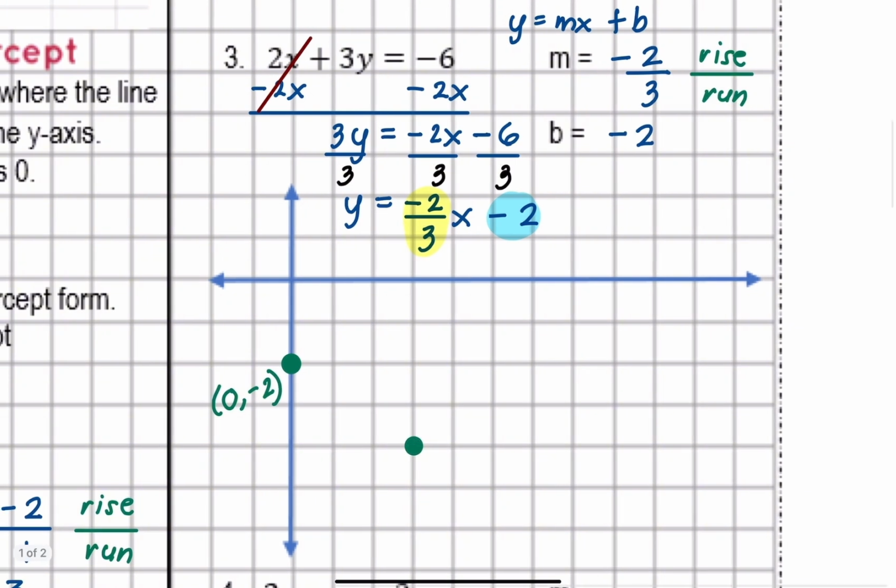Okay, doing the same process. From this point, 2 units down, 1, 2, and then 3 units to the right, 1, 2, 3. So this is our next point. Connecting the points, class, then that is the graph of 2x plus 3y is equal to negative 6.